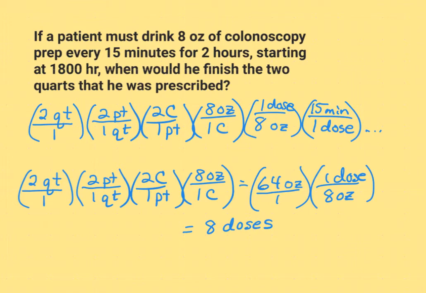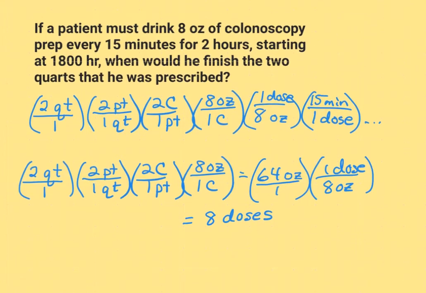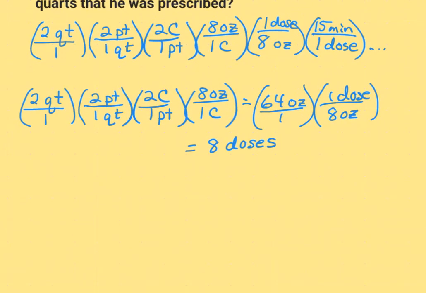Now, let's think about this. Okay, he's going to start at 1800 hours. And every quarter hour, he's going to take a dose. He's going to do that 8 times. Well, 8 quarter hours gives you 2 hours, right? So if you add 2 hours there, he should finish at 2000 hours. Or does he? Let's make a chart.